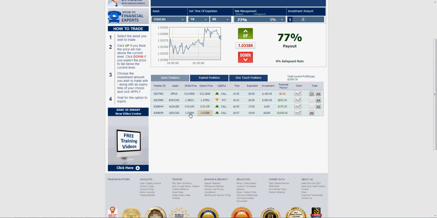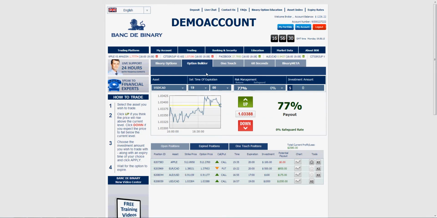USD CAD, strike price, option price, that means the current price in the market, call or put, the time that I took the trade and the time that it expires, my investment and the payout. All right, that was Option Builder. Very, very nice, very easy.